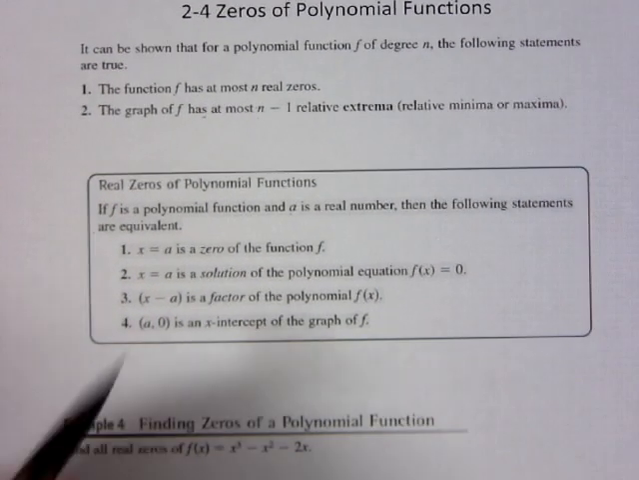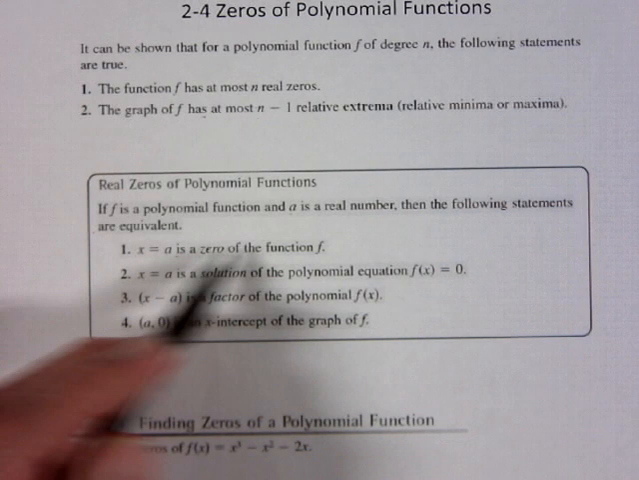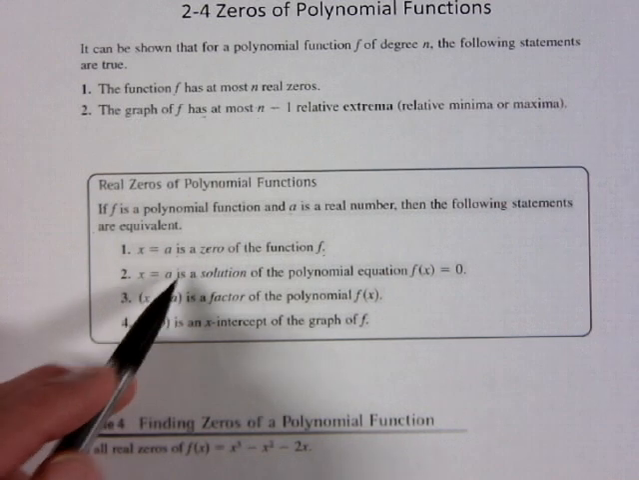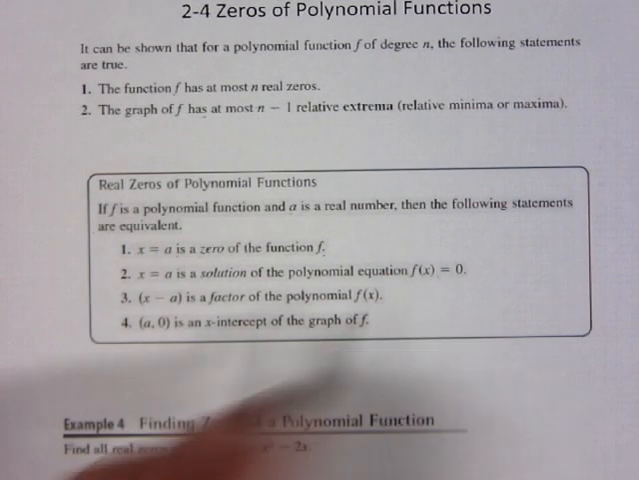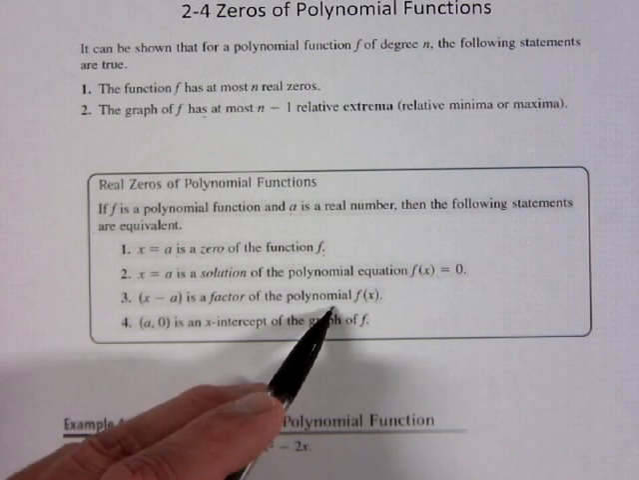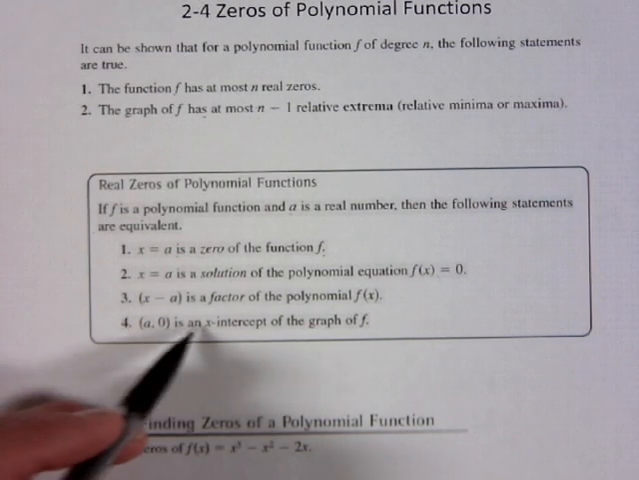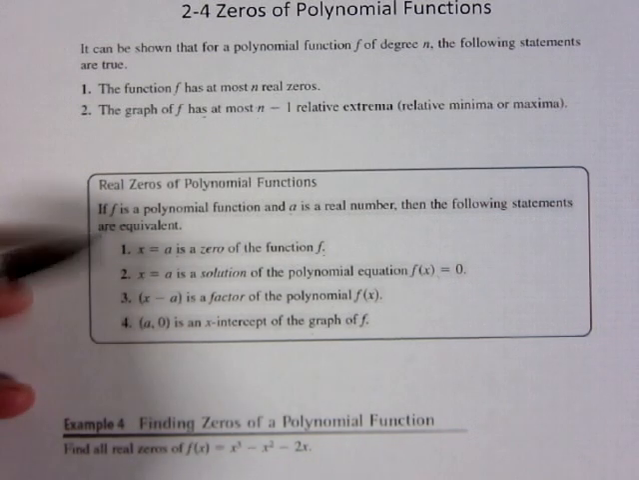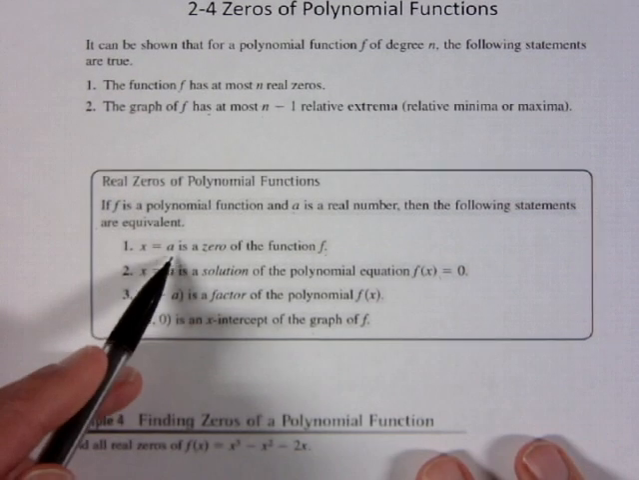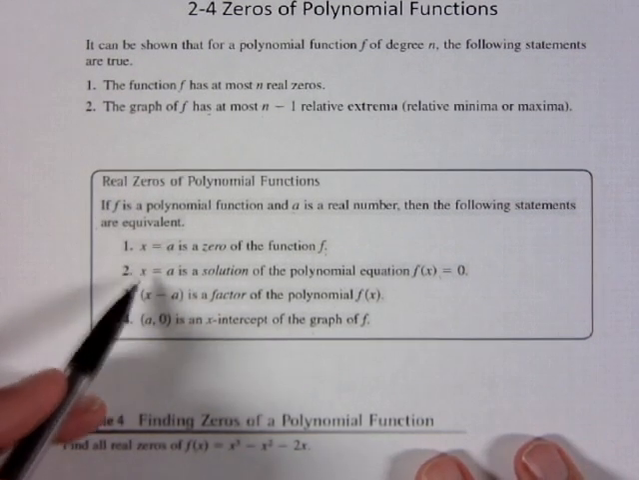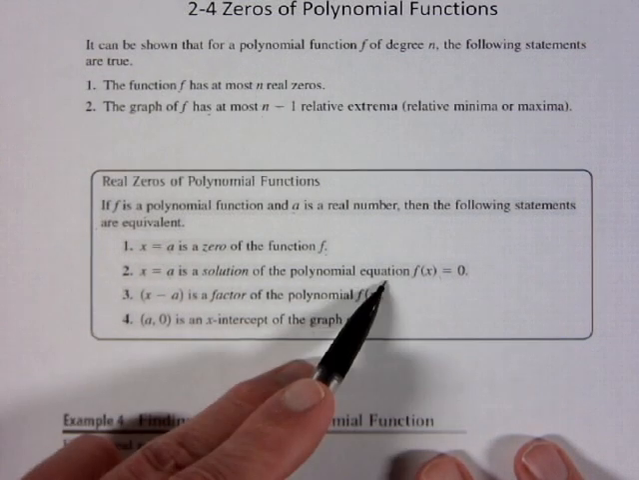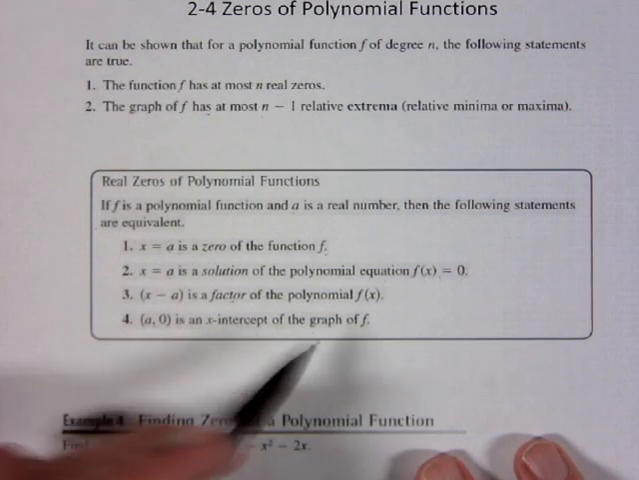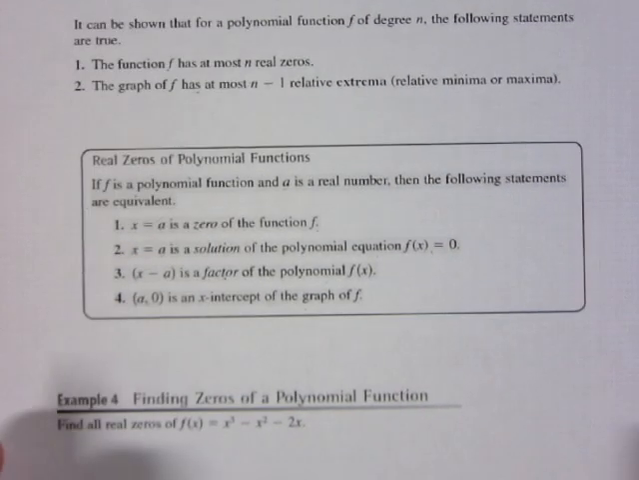Okay, so number one, x equals a is a zero of the function. If a is a zero, then x equals a is a solution to the equation. X minus a is a factor of the polynomial, and (a, 0) is an x-intercept of the graph of that polynomial. All four of these things are true, right? So if we have a value that's a zero, then x equal that value is a solution to the equation, x minus that value is a factor, and (that value, 0) is an x-intercept. Okay, so keep those statements in mind.